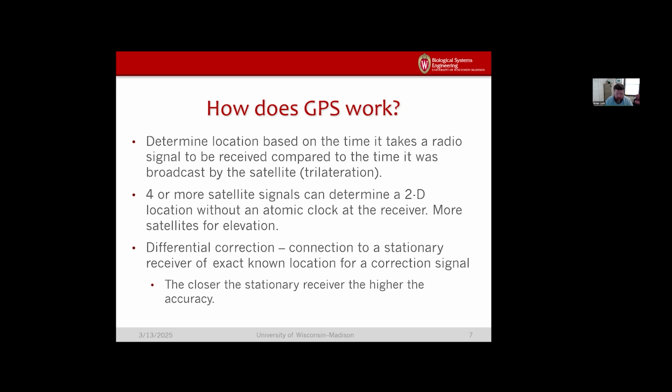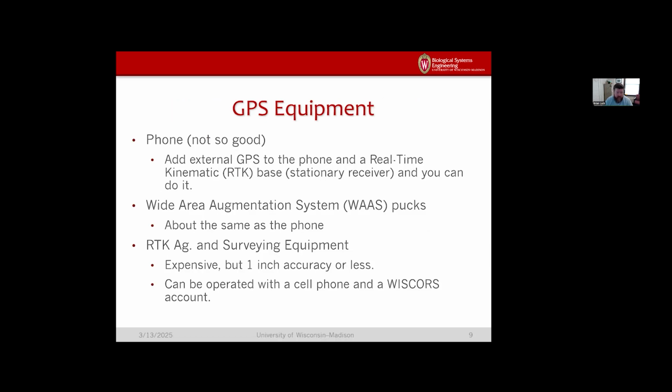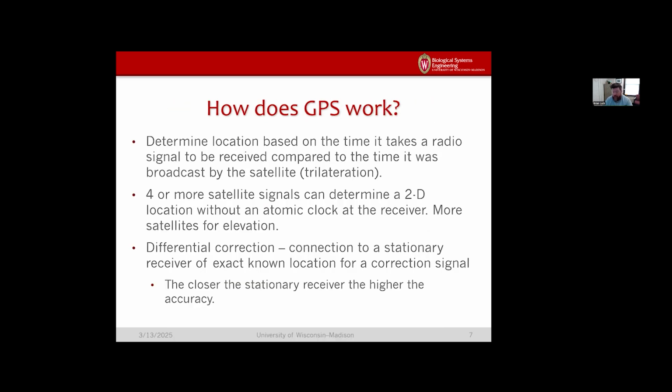Then we get into differential correction, which is a whole other ball of wax, I should say. The vast majority of our GPS signals these days are differentially corrected. It just depends on how close you are to your stationary receiver as to how much it costs usually, and the accuracy that you're getting out of your GPS. So if we go for, I think it's on the next slide. Let me check. Nope, it's on that slide. So let's stay here for a minute.